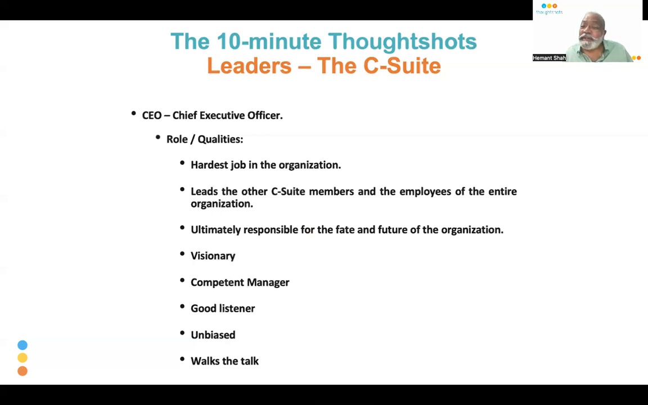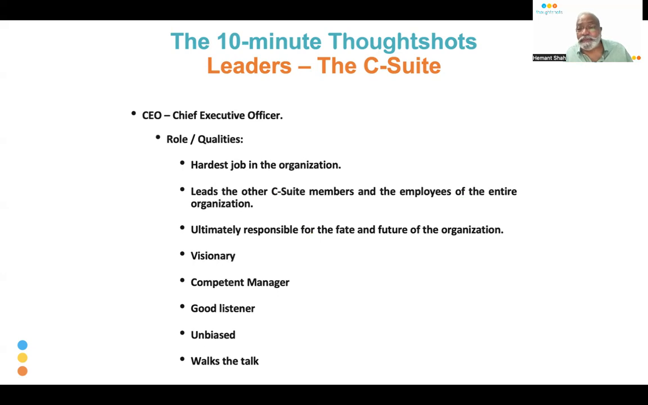He leads all the other C-suite members. So the other members that we mentioned a little earlier, whether it's the COO or the CFO or the CMO or the CRO or the CTO, they all are actually his team members. And he leads all of them along with every other employee in the entire organization. No matter which department, no matter what that person does, that person at the end of the day is going to be doing things as strategized by the CEO. And now you can probably see what a humongous responsibility this is. And as I said a little earlier, he is ultimately responsible for the fate and future of the organization.